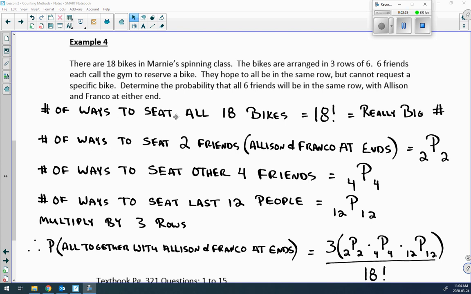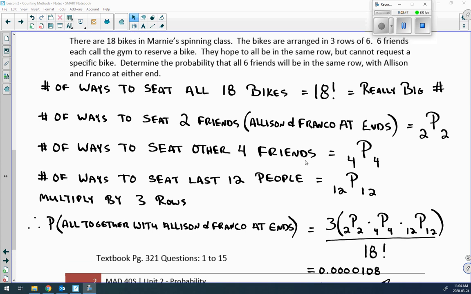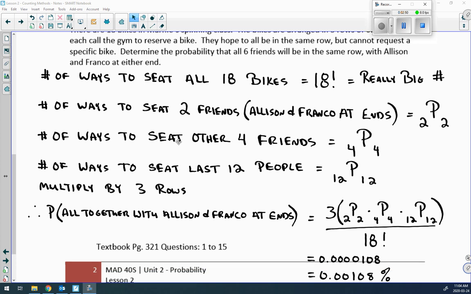The number of ways to seat all 18 bikes is 18 factorial. If you plug that into your calculator, it's a really big number. We'll use it later on for calculations, but you don't need to write it down. The number of ways to seat 2 friends, Allison and Franco at either end, is 2 pick 2. The number of ways to seat the other 4 friends is 4 pick 4. Then we still have all those other bikes, and we have to fill them up with 12 people, so the number of ways to seat the last 12 people is 12 pick 12.